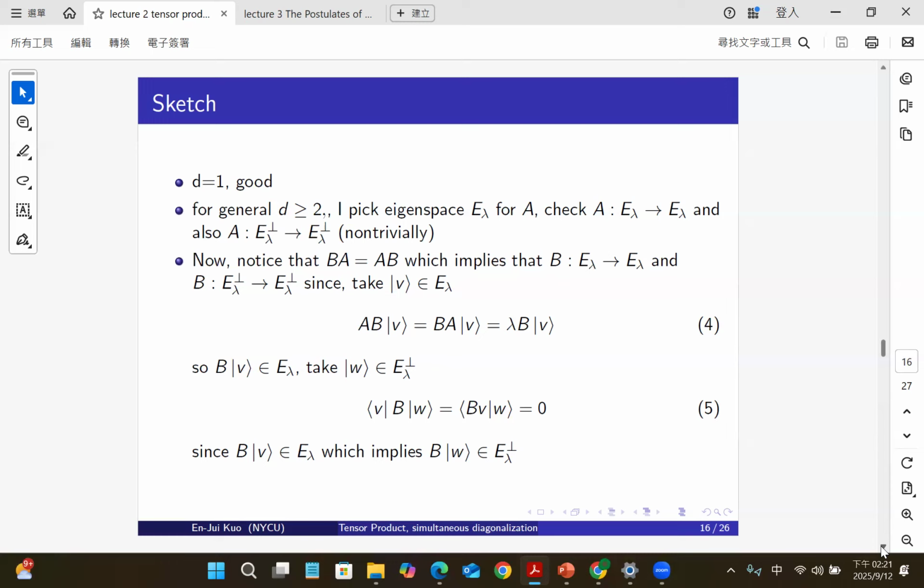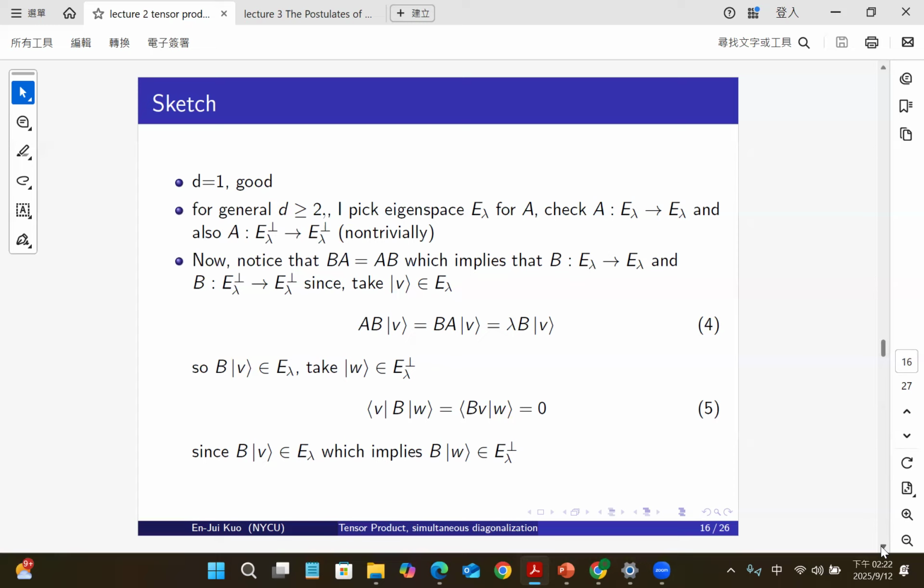But if I give you any vector v in E lambda, and I compute the inner product of v with A applied on w. But notice that A is Hermitian, so by definition this is the same as the complex conjugate, or A acting on v, right? This is the definition of the adjoint, but A is Hermitian, right? So this is the same as A applied on v with w. But A acting on v is proportional to lambda times v. Okay, so this is lambda times v dot w.